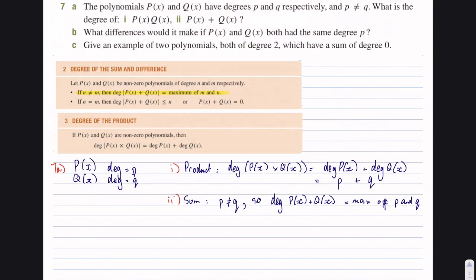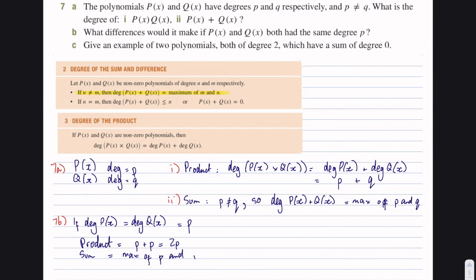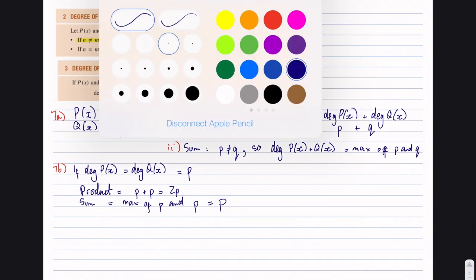For 7b, if degree p was the same as degree q and it equaled p, then the product equals, well, it's going to be p plus p, which is 2p. The sum is going to be the max of p and p, which is just, well, p. They're the same number, the maximum of them is that number.